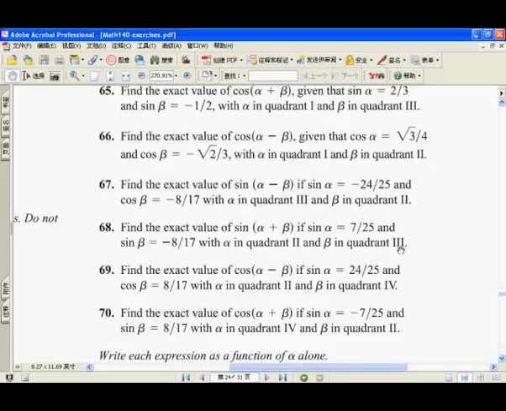Now let's look at the 67. Some guys asked me about this problem before. So find the exact value of the sine of alpha minus beta if we know the sine alpha and we know the cosine beta, and we'll also know the position of this alpha and beta. So alpha is in the quadrant 3 and beta is in the quadrant 2. Now let's first list the knowns of this problem on the whiteboard.